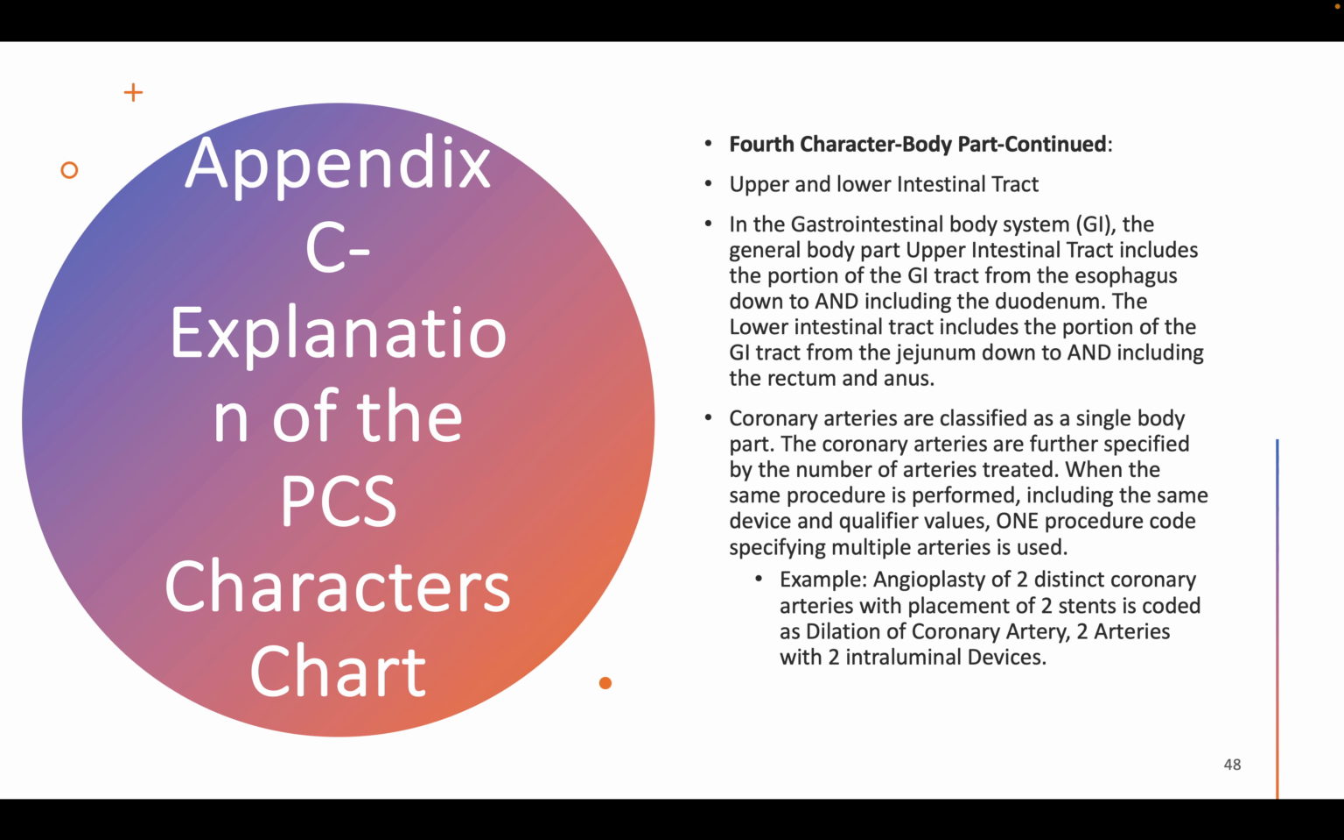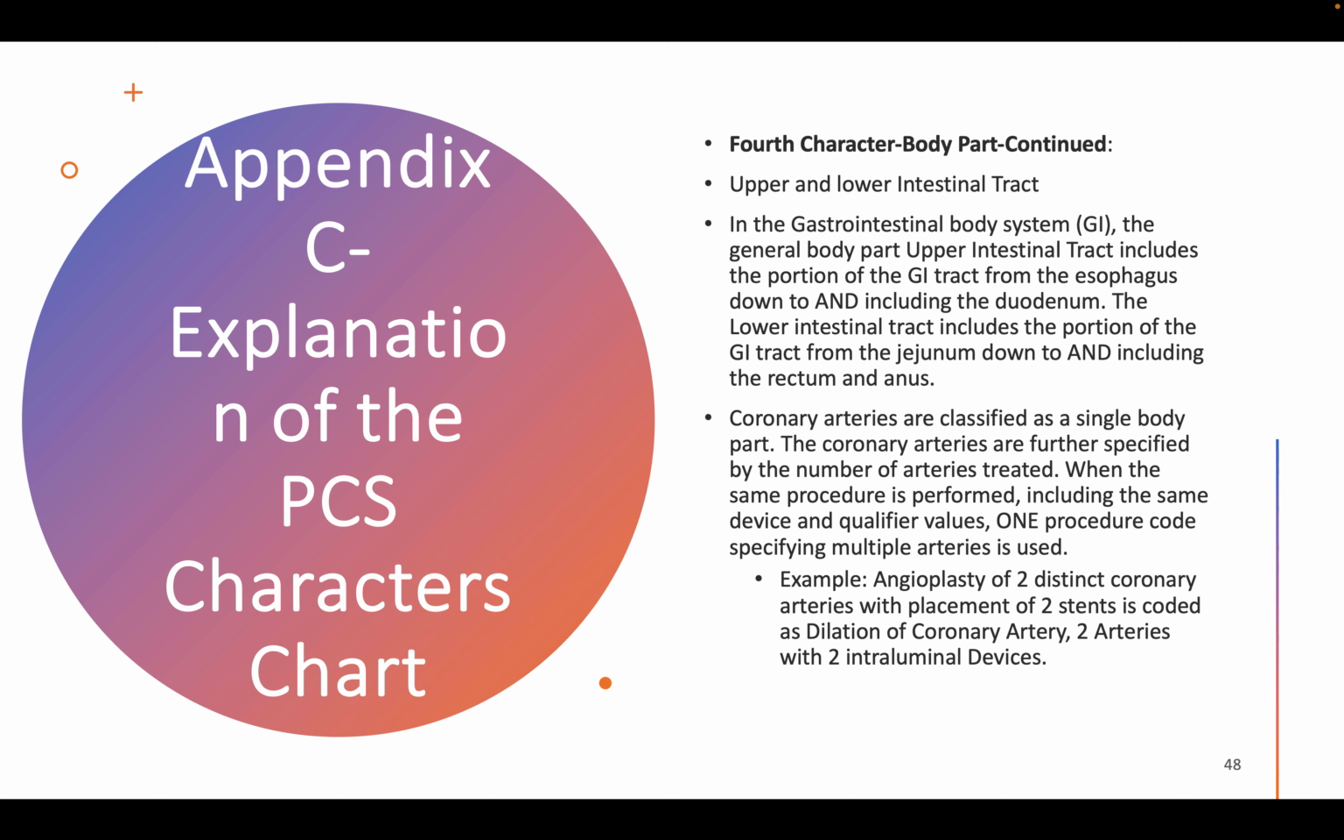Upper and lower intestinal tract. In the gastrointestinal body system, the general body part upper intestinal tract includes the portion of the GI from the esophagus all the way down to the duodenum. The lower intestinal tract includes the portion of the GI tract from the jejunum all the way down to the rectum and anus.